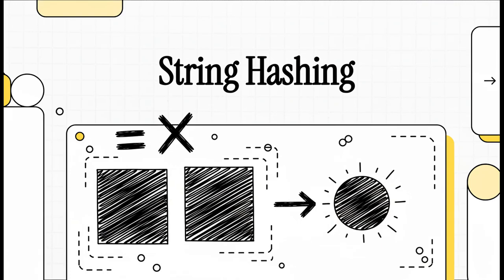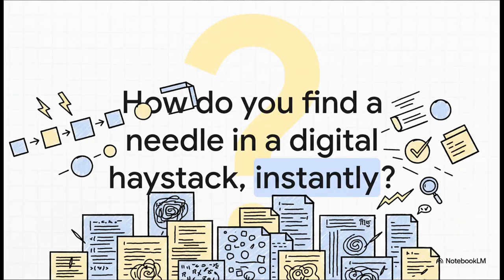All right, let's get right into it. What if I told you there's a way to check if two massive chunks of text are identical in a single, instantaneous step? I know, it sounds like some kind of programming magic, but it's totally real. It's called string hashing, and it is an incredibly powerful algorithm that will completely change the way you think about working with text.